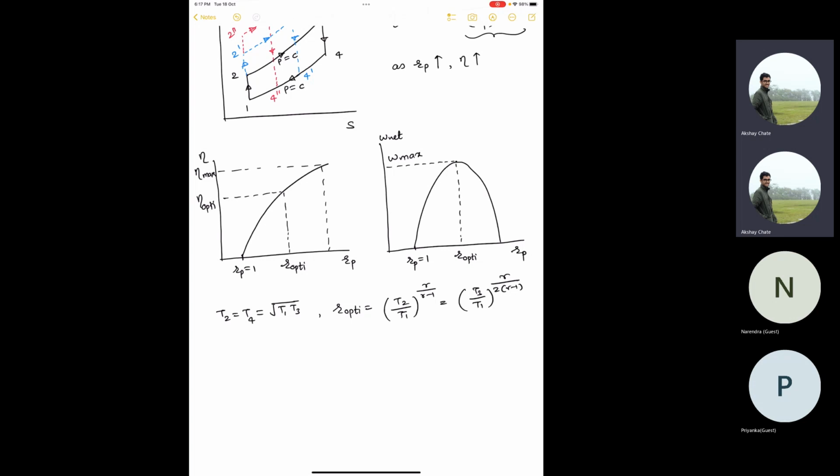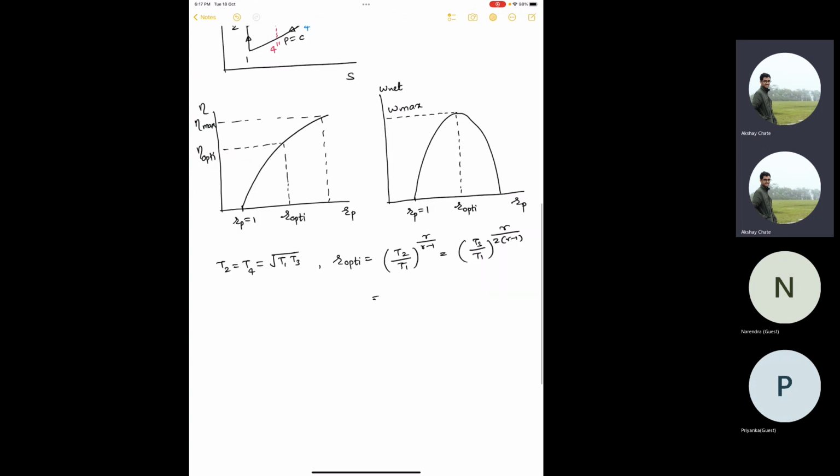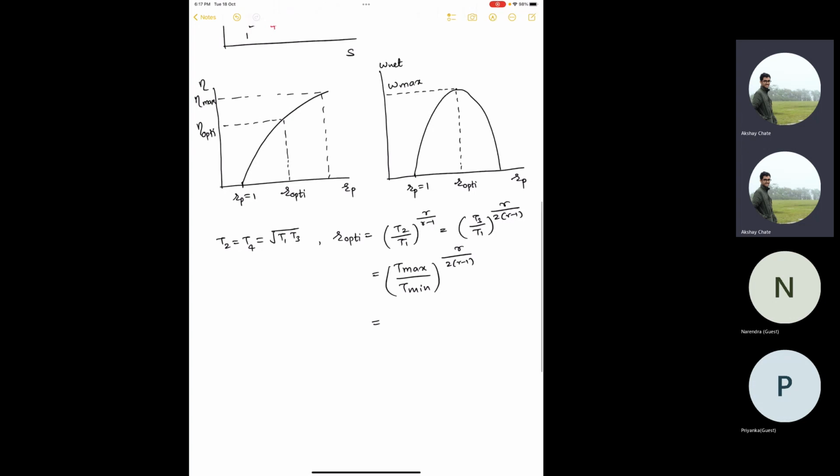So basically this is nothing but T max by T min to the power gamma by 2 gamma minus 1. I hope you know what this is. And by definition, if you convert again back to the pressure, it will become P max by P min whole raised to the power 1 by 2. So your optimum pressure ratio is basically the square root of the maximum pressure ratio that can be achieved.